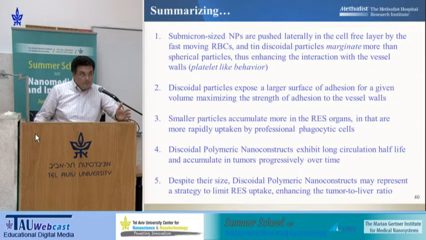If you use polystyrene particles that are sufficiently deformable, you can actually evade, to a certain extent, the RES system and increase dramatically the accumulation. 20% of the injected dose is a very high accumulation into the tumor without using any ligand, without using any other biological method beside the physics.